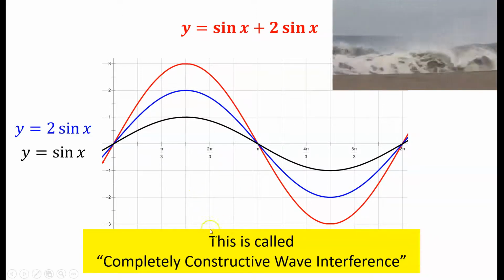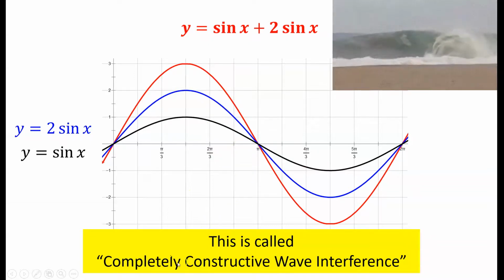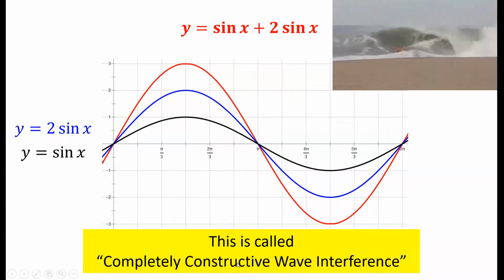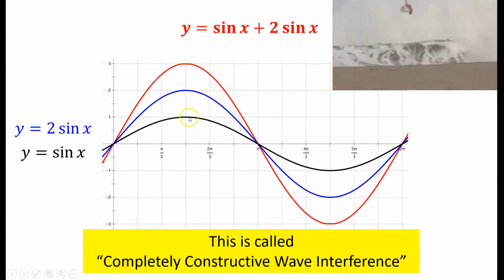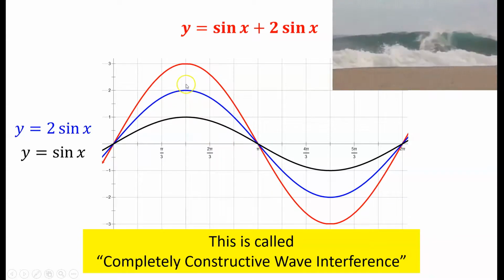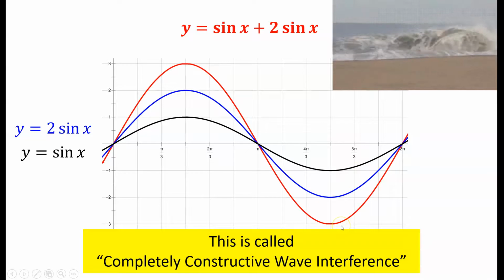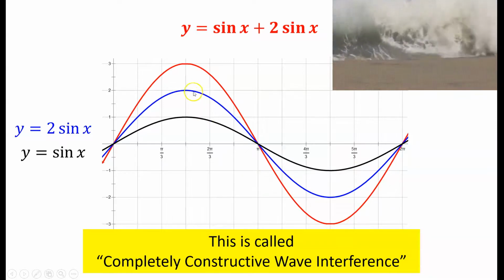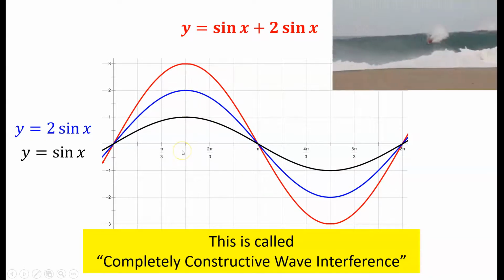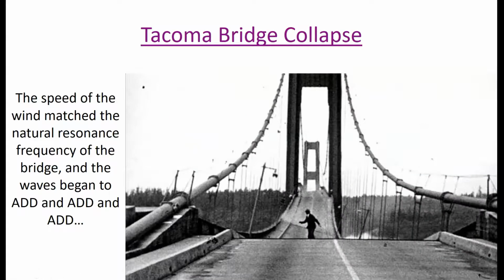So that's a special case of adding waves together. Completely constructive, little vocabulary there, completely constructive wave interference. When their amplitudes line up perfectly to add the maximums and the minimums. Of course, the opposite of that would be if the maximums and minimums were the exact opposite of each other. And that's going to be something we're going to look at in just a minute. But before we get there, I want to talk about this constructive, and in this case, no pun intended, it's not going to look real constructive.